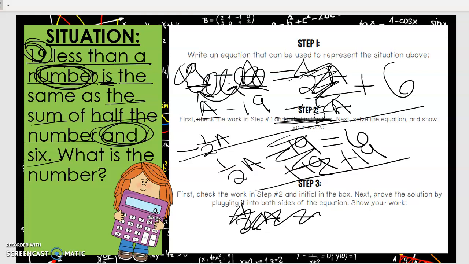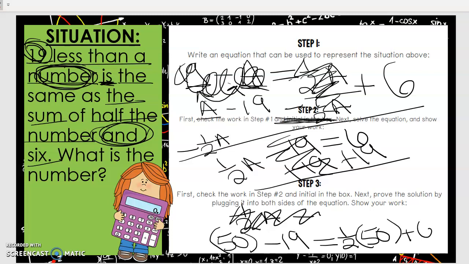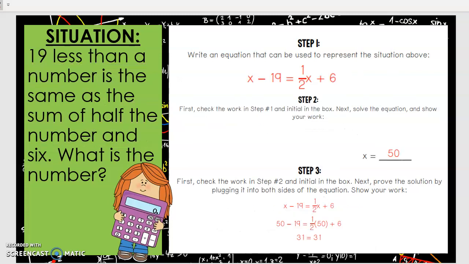So we're going to plug it in. I have A, which is 50. I plugged in 50 for A there: 50 minus 19 equals 1/2 times 50 plus 6. And when you do this, it's worked through right here. This is easier to see. When you do this, you should get 31 equals 31. This proves that my equation is correct because these two numbers are the same.